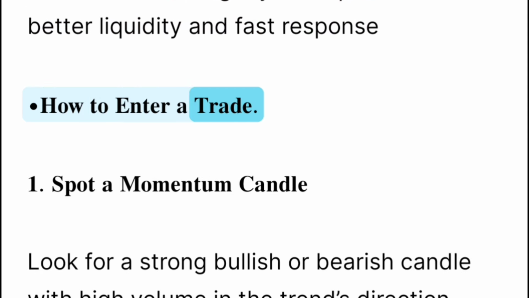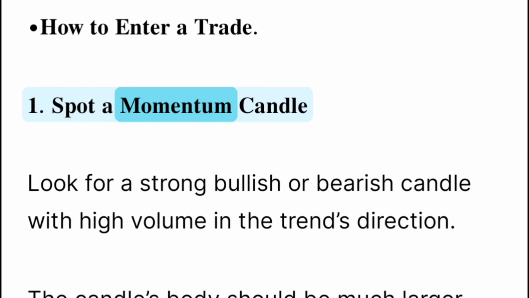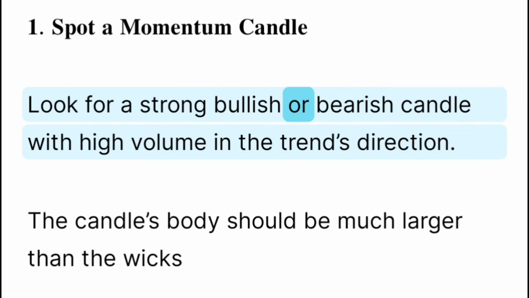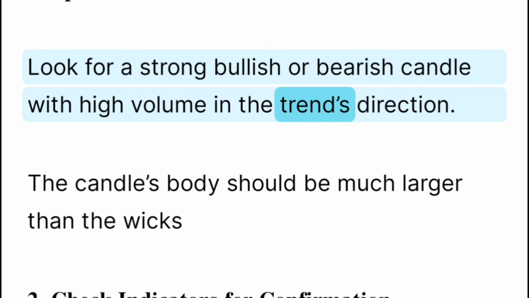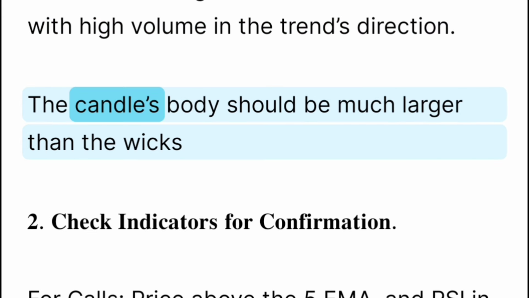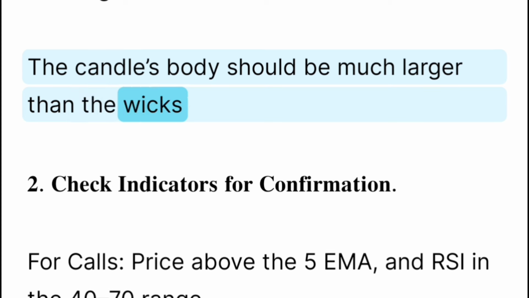How to enter a trade. 1. Spot a momentum candle. Look for a strong bullish or bearish candle with high volume in the trend's direction. The candle's body should be much larger than the wicks.